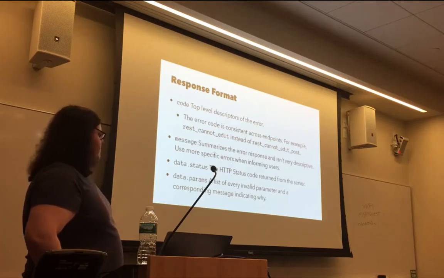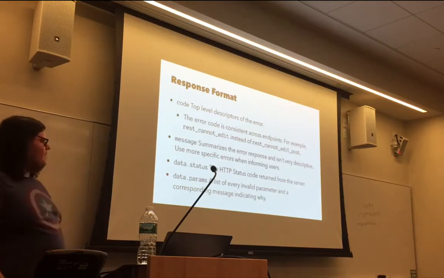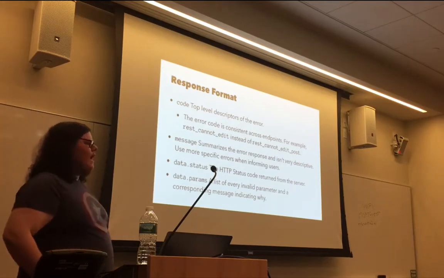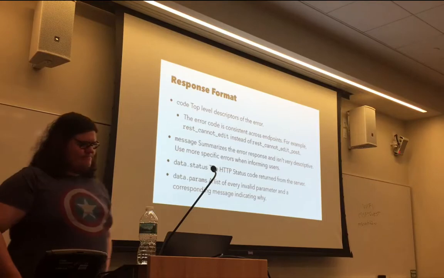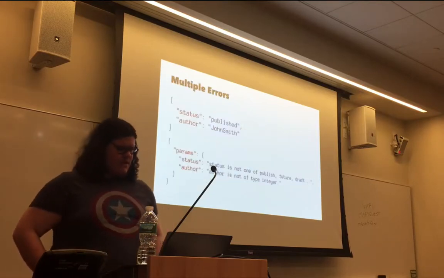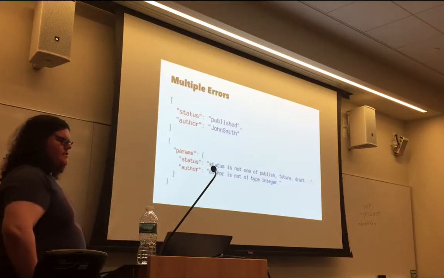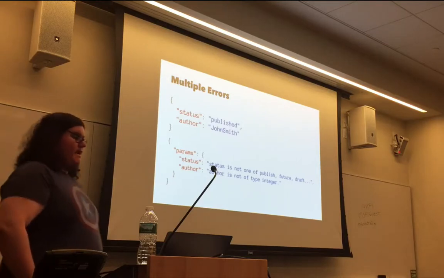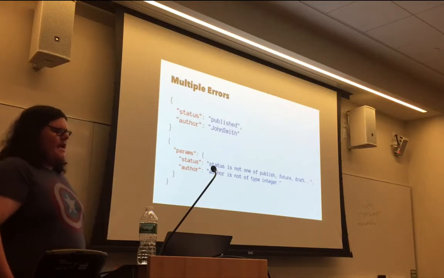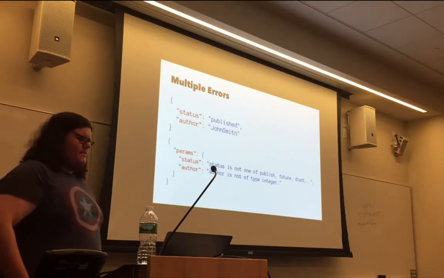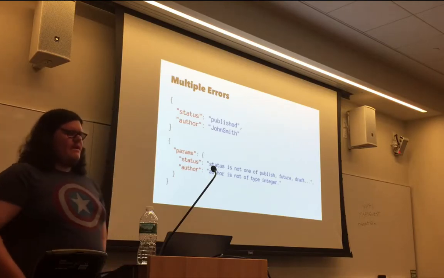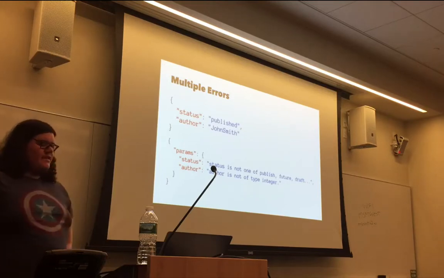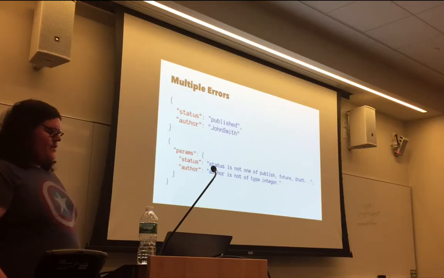Next is data.params. This is a list of every invalid parameter that was included in the request, and a corresponding message indicating why that parameter is invalid. And so we can see that here with multiple errors. We're trying to update a post with a status of published. It's not a valid status as we covered before. And we have an author, which is John Smith. Of course, the WordPress Post API deals with authors that are IDs. So WordPress will give us two errors here, that the status parameter is invalid and the author parameter is invalid.